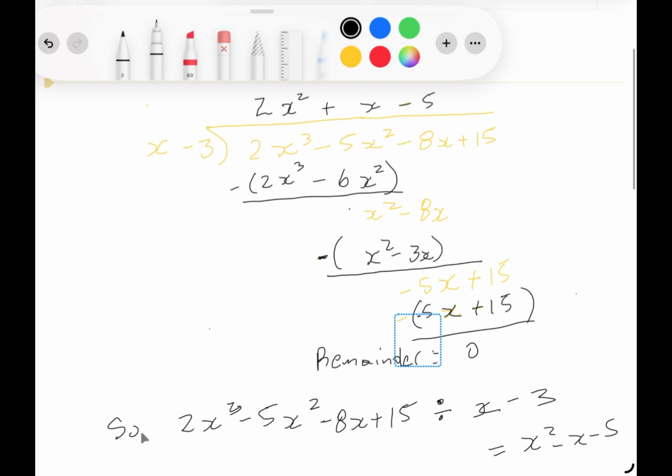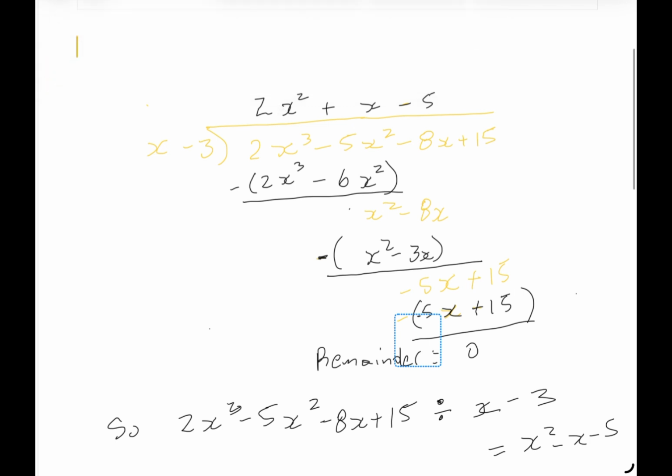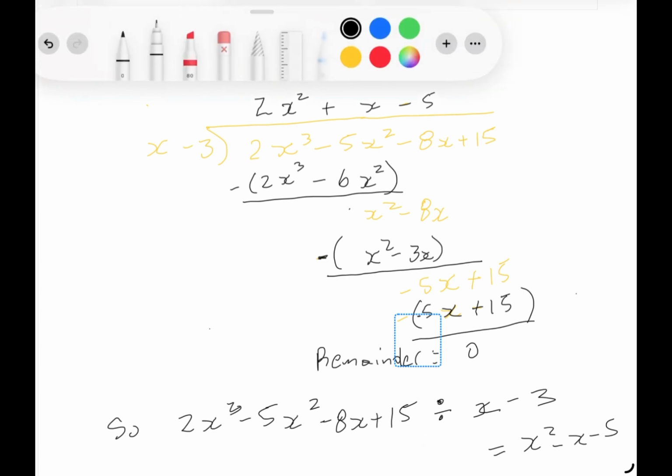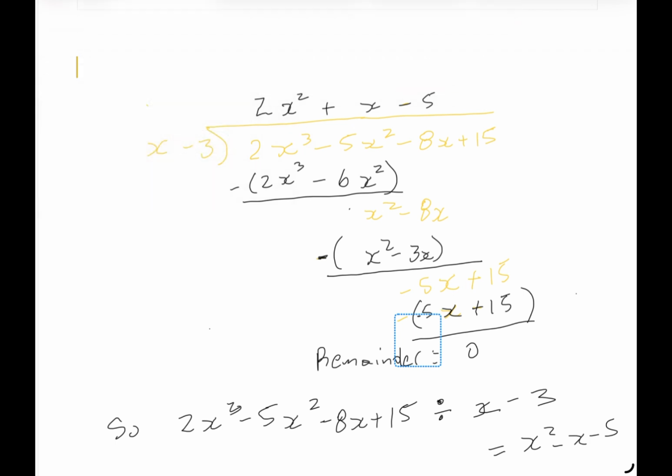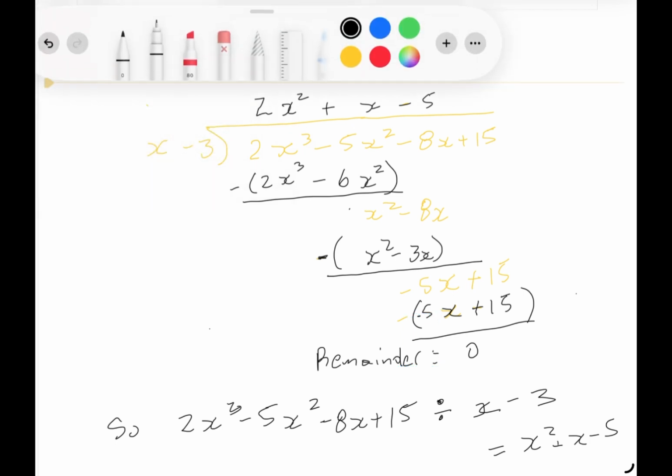And so then 2x cubed minus 5x squared minus 8x plus 15 divided by x minus 3 gives you the quotient up here: 2x squared plus x, it would have been a plus x right there, minus 5. Right? Thank you very much.